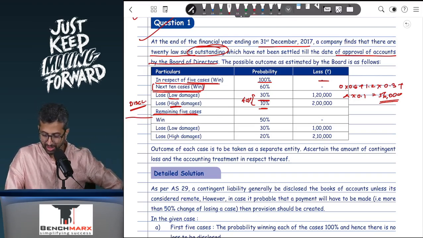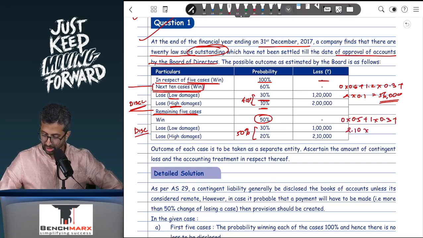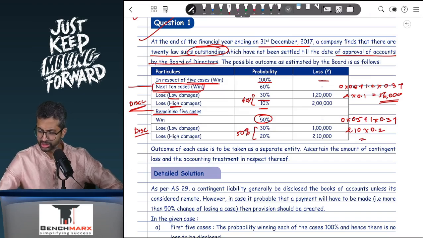And then for the last 5 cases, the win probability is 50%, and loss with low or high damages probability is also 50%. Now we are exactly 50-50. You guys tell me, exactly 50-50 पे हम क्या करते हैं? Sir, we give a disclosure. And as a result, if I were to give a disclosure over here, I will say 0 into 0.5 plus 1 lakh into 0.3 plus 2 lakh 10 into 0.2. Total comes to around 72,000. Again, this is 72,000 per case, and there are 5 such cases.